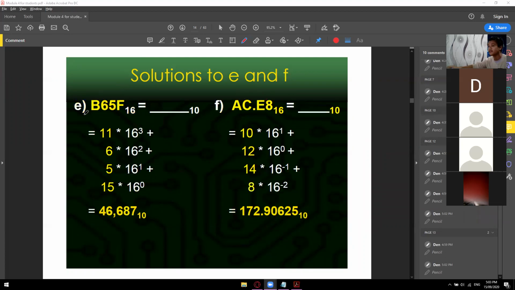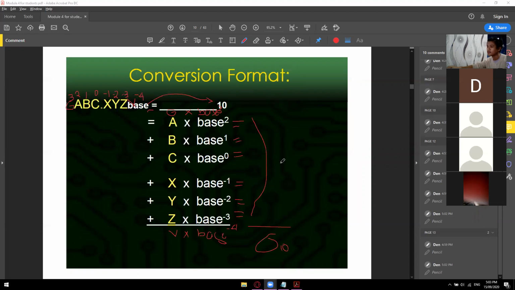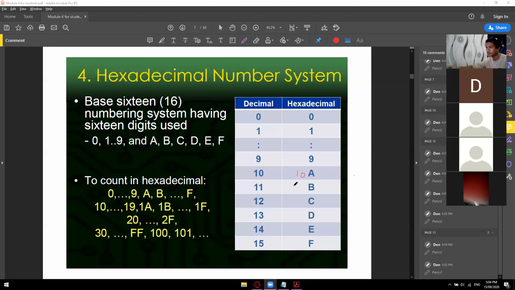Okay, so moving on, letter E. So dito naman, it is asking us to convert hexadecimal to decimal. So same process pa rin. B65F. So B is 11. So I hope nakuha nyo kung bakit 11 to. Okay? Nanggaling yan dito.